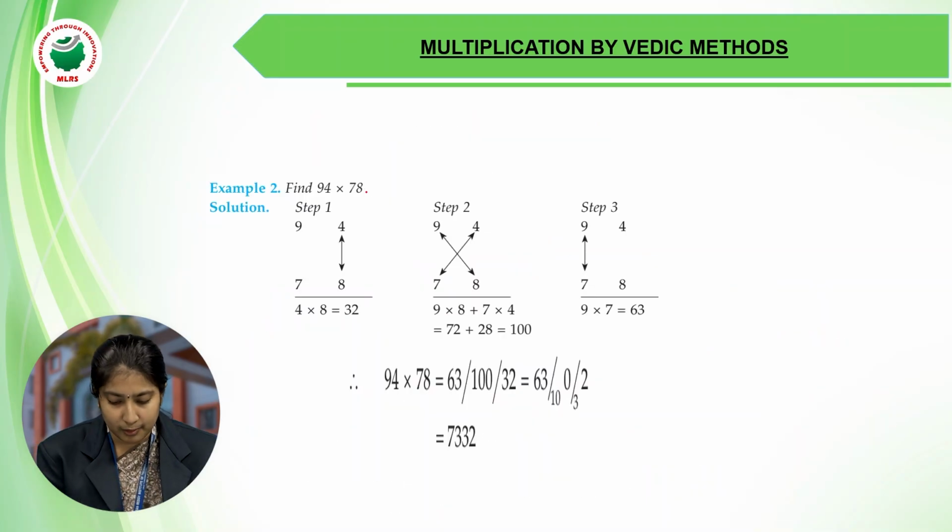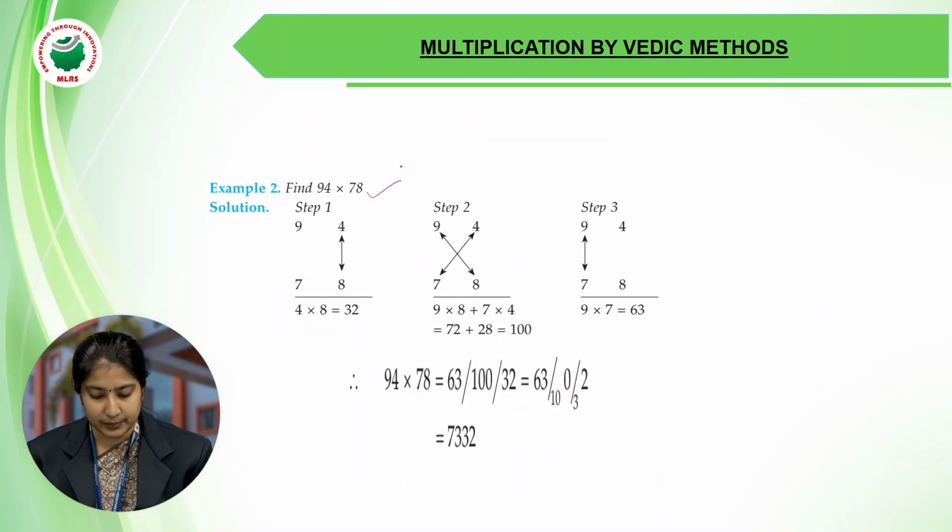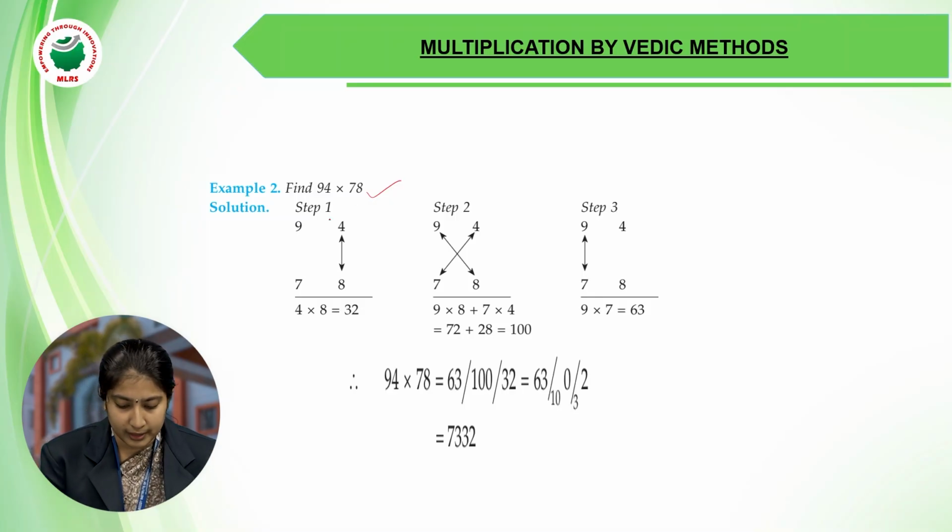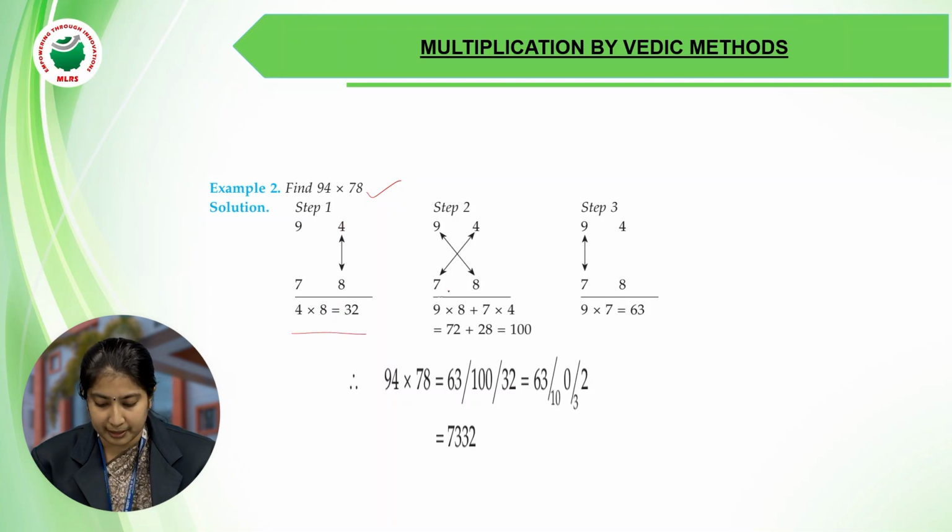Let us go to another slide. See here another problem, that is 94 into 78. Repeating the same process again. First you go through the right side multiplication, that is 4 8s is 32. Then the crisscross multiplication, that is 9 into 8 plus 7 into 4. So 72 plus 28 gives you 100.